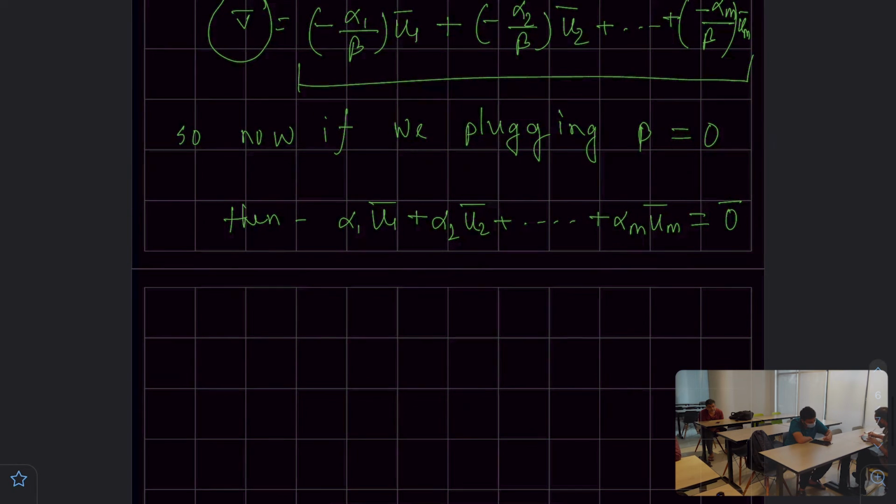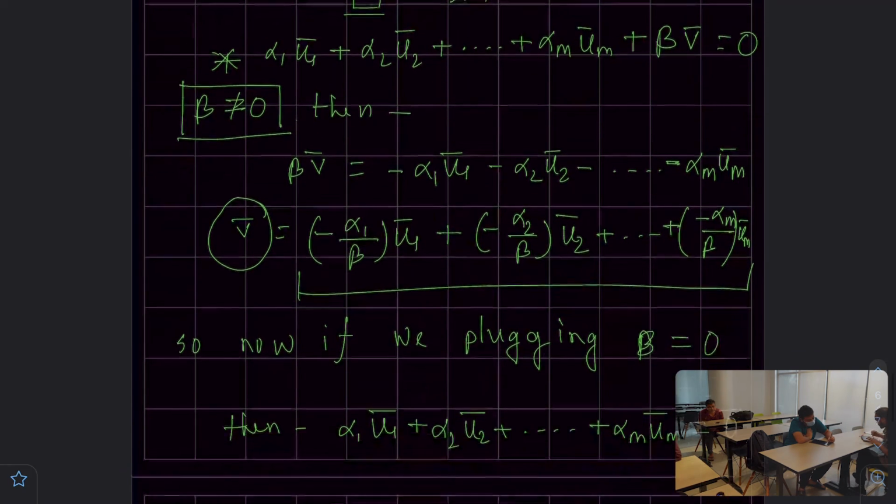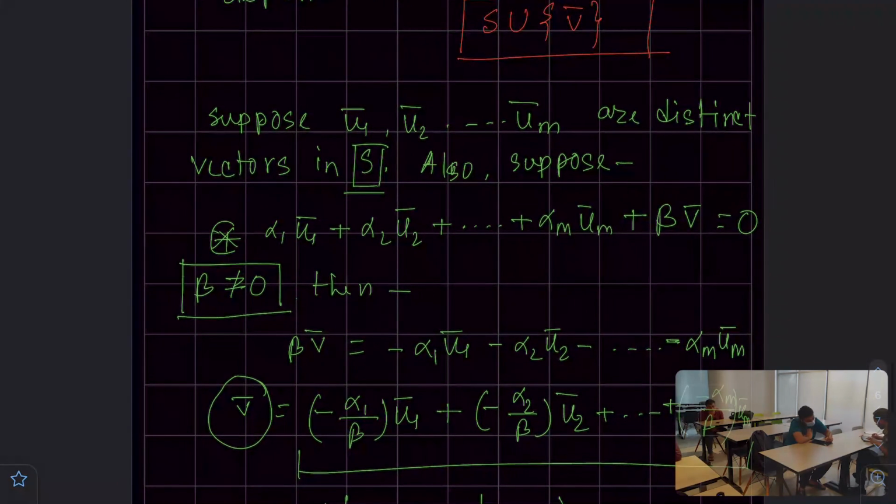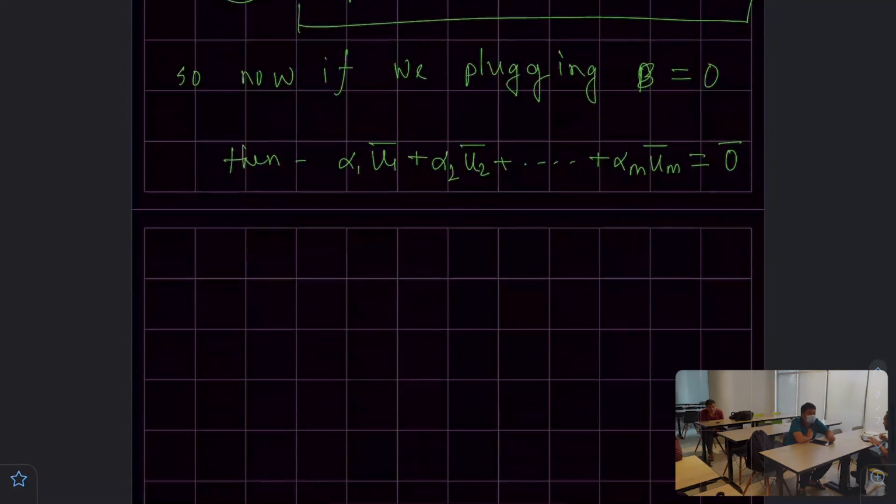Yeah, beta equals 0. So I'm using this equation in the right hand side of this, not this later. Then if beta equals 0, then this is simply what? This equals the 0 vector.